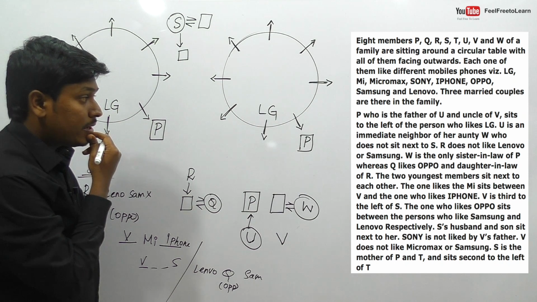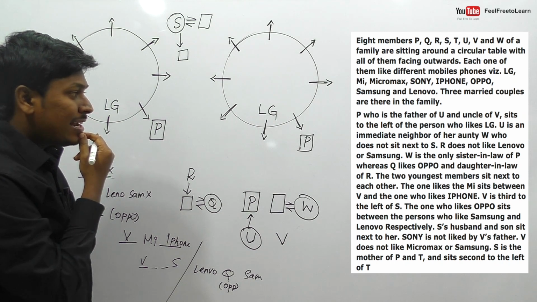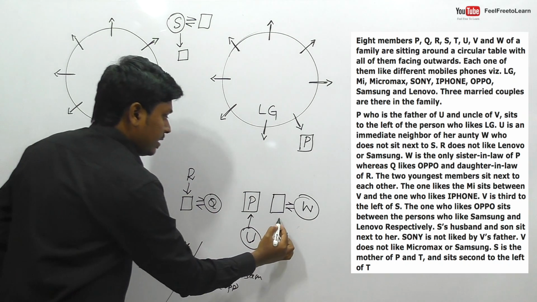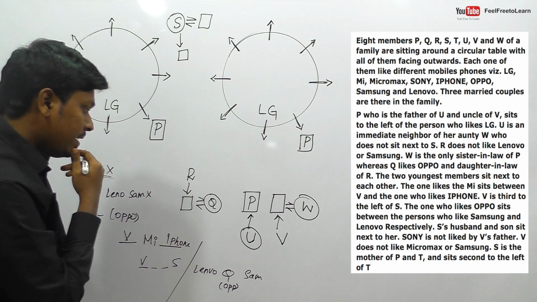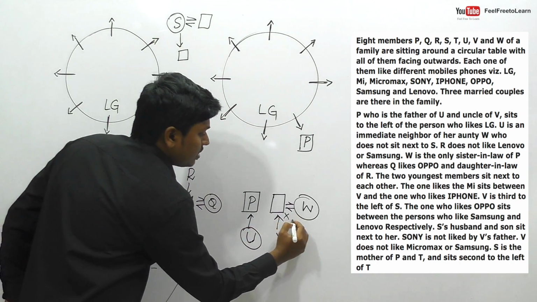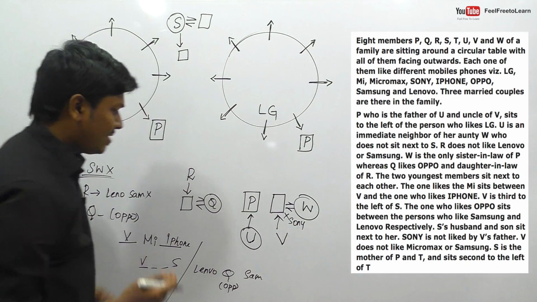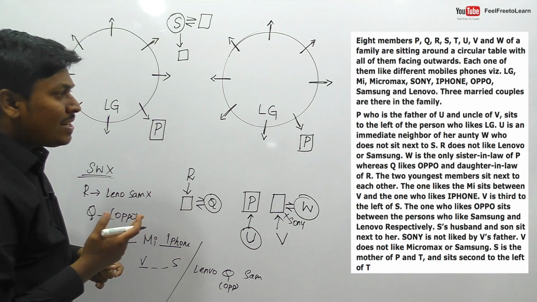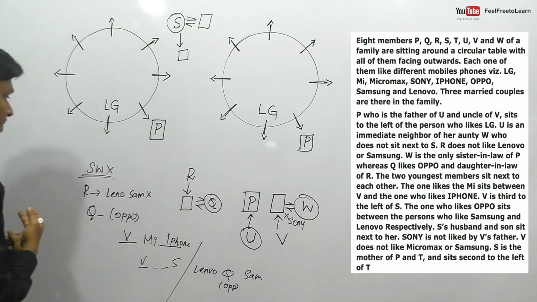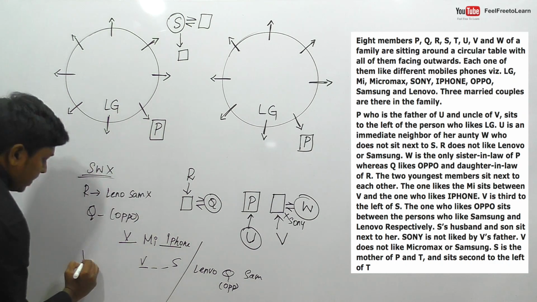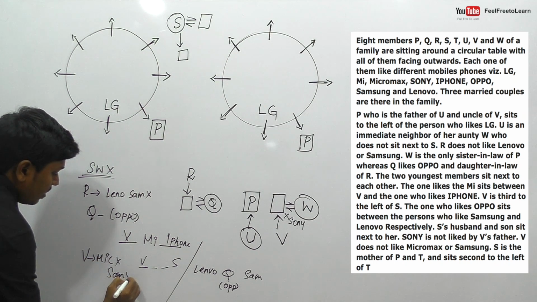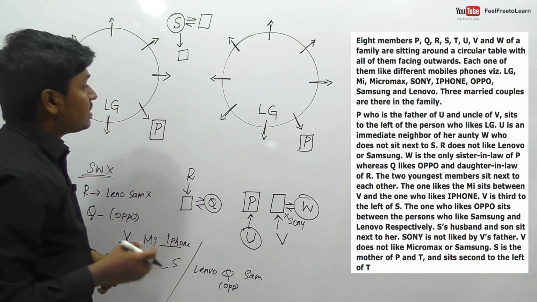Okay, friends, next point. Sony is not liked by V's father. So V has a father, friends. So I think this must be V's father, right? So V has a father, but the father does not like Sony. This man does not like Sony. Just give me some clue. V does not like Micromax or Samsung. V does not like Micromax or Samsung. They didn't give you any clue, friends.